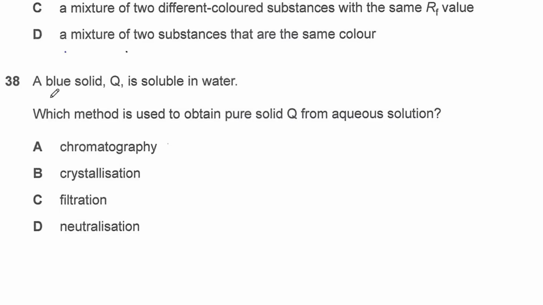Question 38. A blue solid Q is soluble in water. Which method is used to obtain pure solid Q from aqueous solution? So it is soluble in water. When you put it in water, it's going to dissolve. Then how do you obtain pure solid Q from aqueous solution? The best process to get that is B, which is crystallization. You heat it to saturation and then you allow it to crystallize.